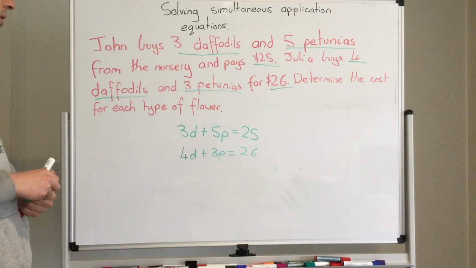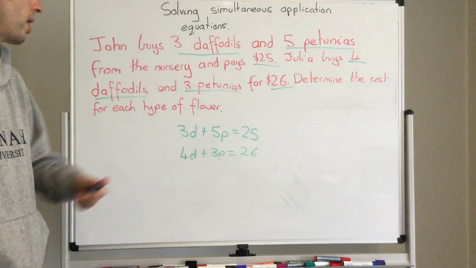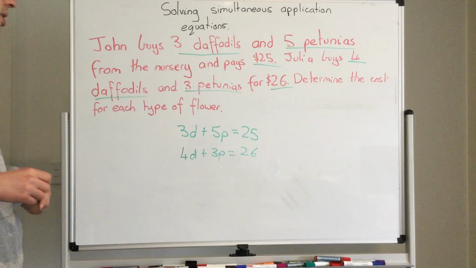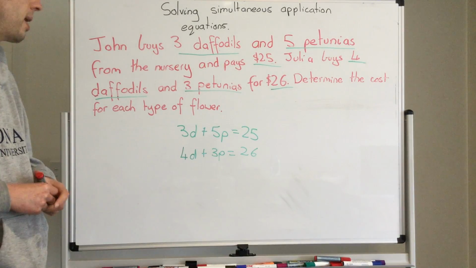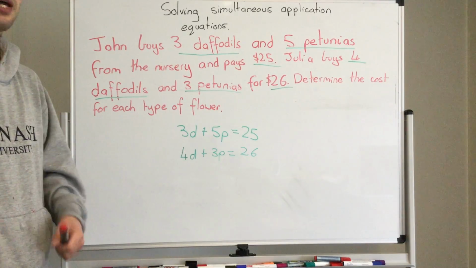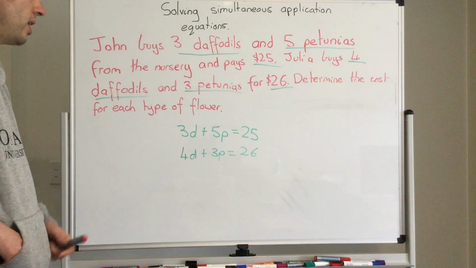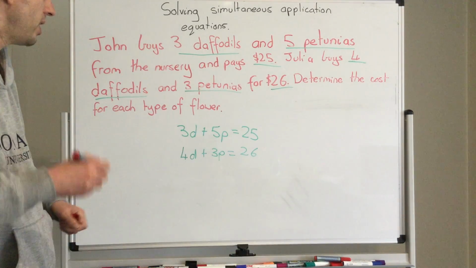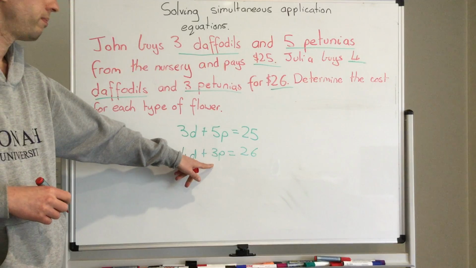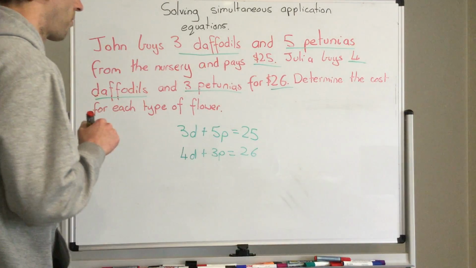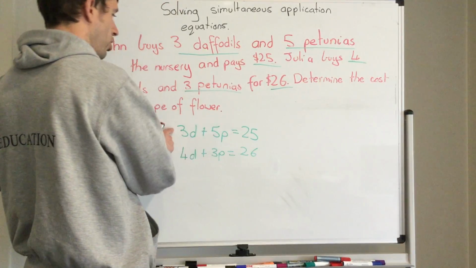So the first thing I'm going to do is try and get one of these by themselves. For me to do that, I'm going to use the substitution method. That means I either need to get D or P by itself. So I will get P by itself. I'm going to use this equation here. Actually, I'll use this one up here.